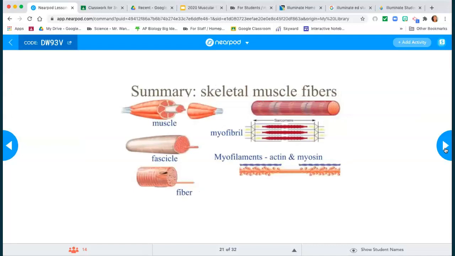So this is showing you the organization. The biggest, muscles, are made of fascicles. Fascicles are made of fibers. Fibers are made of myofibrils, so similar word, fiber, fibril. And the myofibrils are made up of these proteins, myofilaments, actin and myosin. Okay, so you should be able to do a drawing or a flow chart, recognizing how muscle is put together.